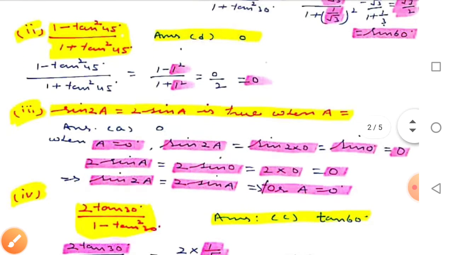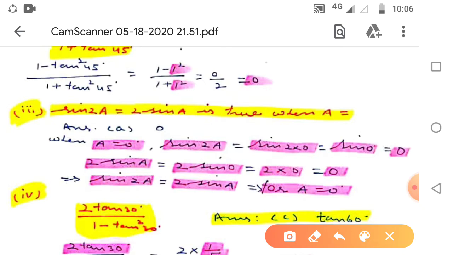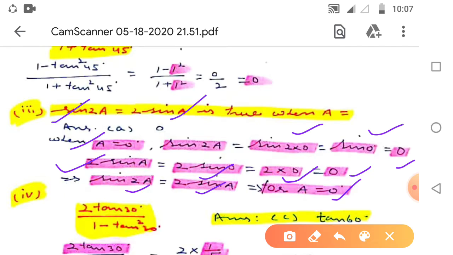Now come to third. And the third is sin 2A equal to 2 sin A is true when A is equal to 0, so sin 2A is equal to sin 2 into 0, that is sin 0, which is equal to 0. 2 sin A is equal to 2 sin 0, 2 into 0 is 0, and sin 2A is equal to 2 sin A for A equal to 0. Right? So when A is equal to 0, 2 sin A is equal to sin 2A.